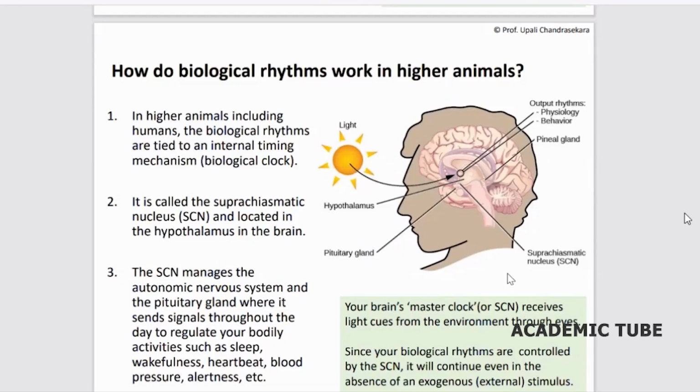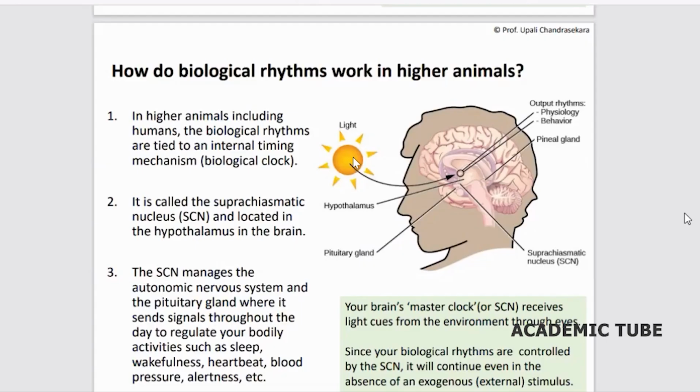Now, as a result of this connection, when the SCN is stimulated, the pituitary gland begins to secrete hormones. At the same time, the autonomic nervous system is stimulated. As a result of these stimulations and hormone productions, so many different types of cyclical events take place. So therefore, you will understand our internal timing mechanism is basically controlled by this outside factor, the light.